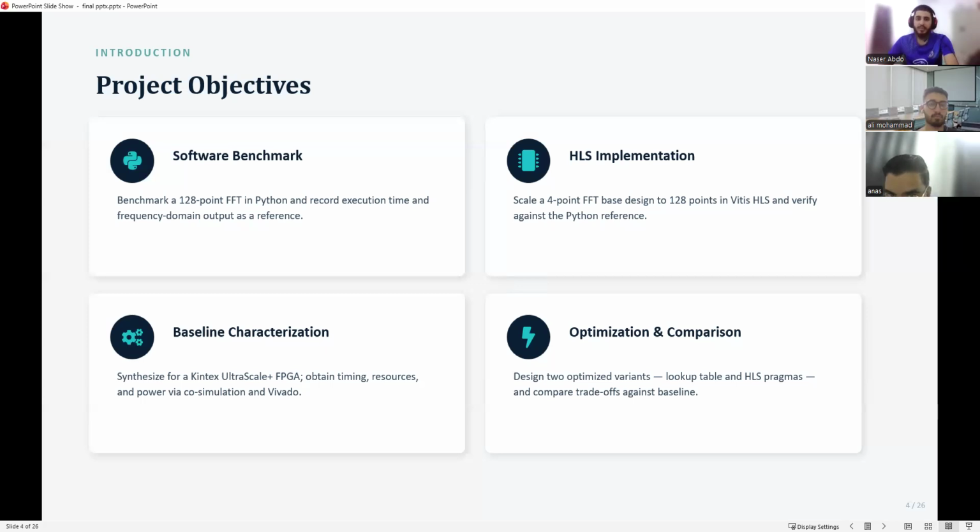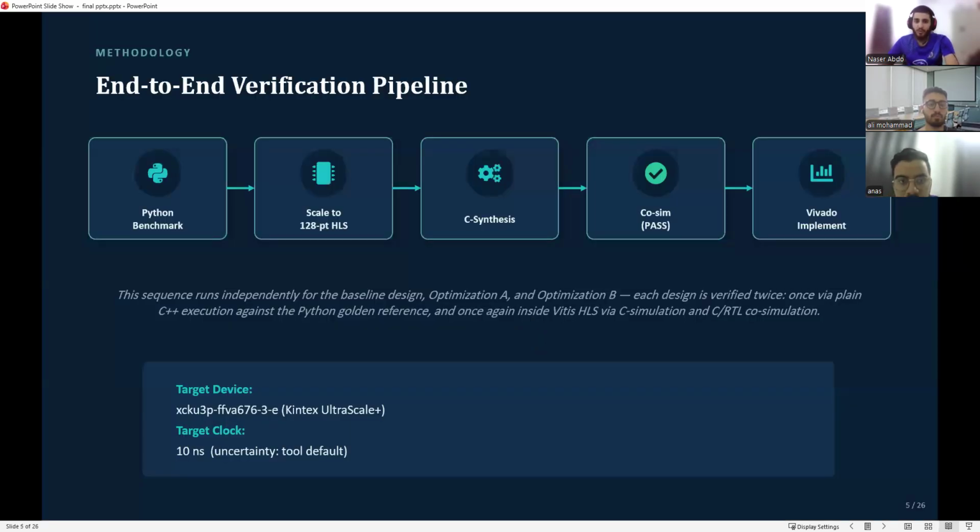In the methodology, this slide shows our complete workflow. We start by creating the FFT benchmark in Python. Next, we implement the 128-point FFT in Vitis HLS. Then we perform C synthesis. After that, we verify the design using C simulation and RTL co-simulation. Finally, we implement the design in Vivado to obtain timing, power, and resource utilization. The same process is repeated for both optimization versions.